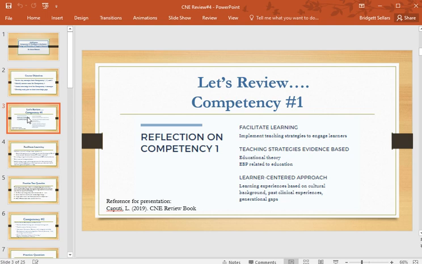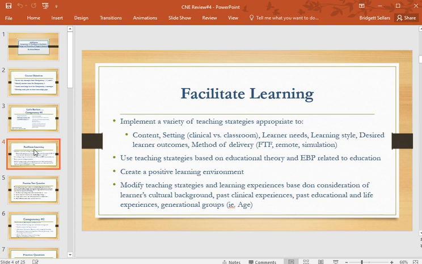We will be using Dr. Linda Caputi's CNE review book as our guide for our time together. Facilitation of learning. We want to make sure we take a look at educational theories. They're in Appendix A of the review book. We should take a learner-centered approach. Ensure that you know what that means.